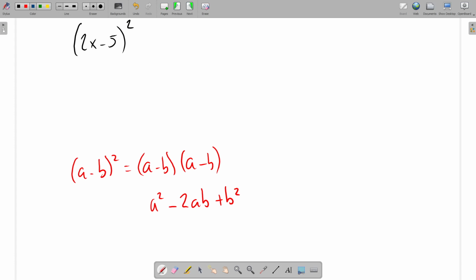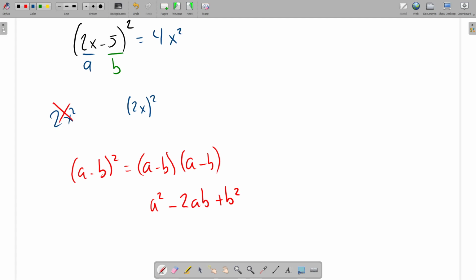So now that we have our formula, following the same way that we did this in the last example, we can identify the a and identify the b, and then plug it into our formula. So we have an a squared. Well, what is 2x squared? Again, it's not 2x squared. The squared distributes, so 2 squared is 4. x squared is x squared, so 4x squared.